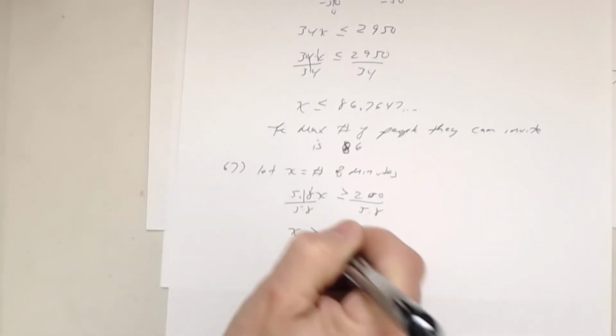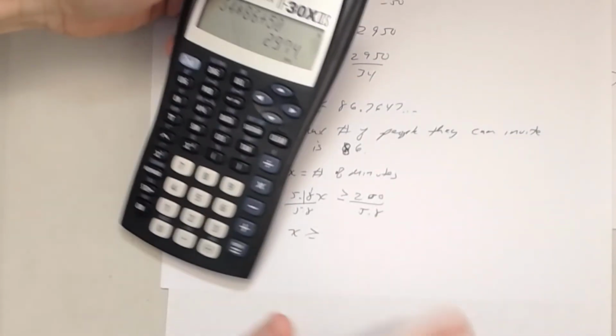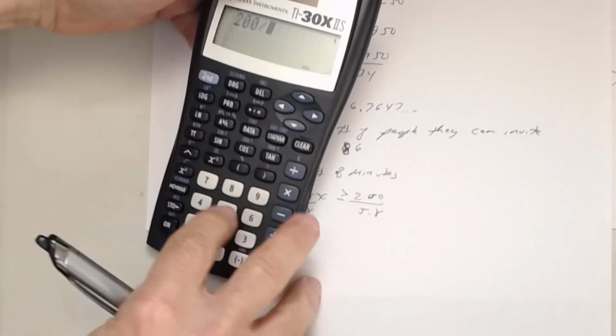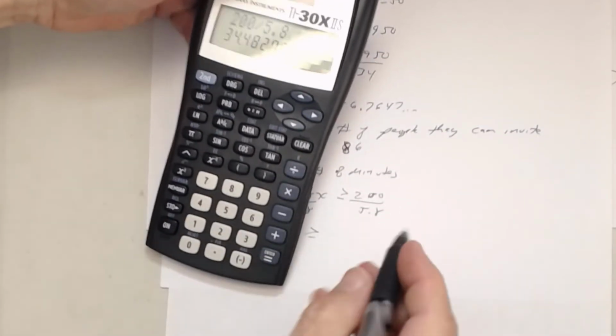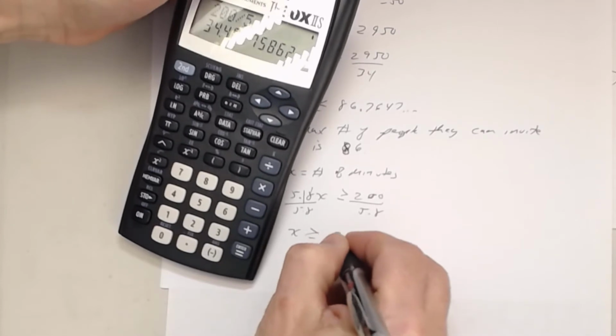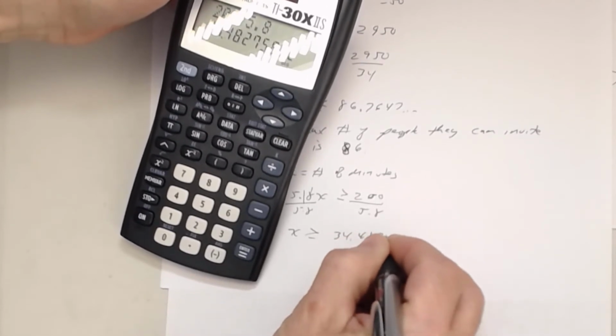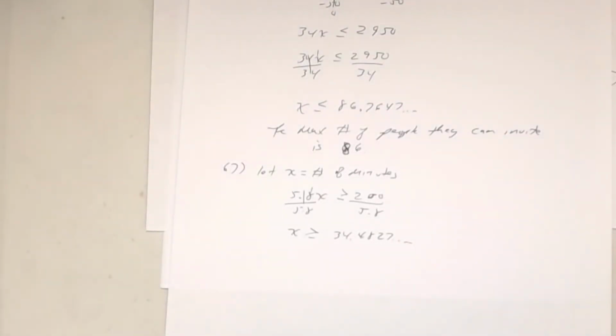And so x is greater than or equal to, okay, if you put this in your calculator, 200 divided by 5.8. And so you get x is greater than or equal to 34.4827 and so on, right? Now the problem said round up. Now if it said round off, then 34.4827 becomes what whole number?